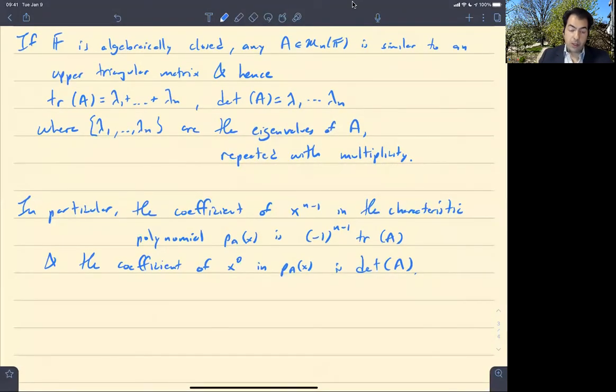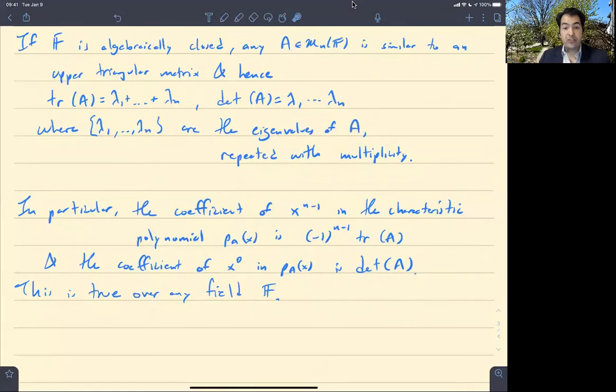Okay, so if F is algebraically closed, you can put the matrix into upper triangular form and then compute the characteristic polynomial. And this is immediate to see. But in fact, this is true over any field F. That's because if you give me a matrix, say we're working with real numbers, then I can compute the characteristic polynomial thinking of it as a real matrix or thinking of it as a complex matrix, and I get the same polynomial.